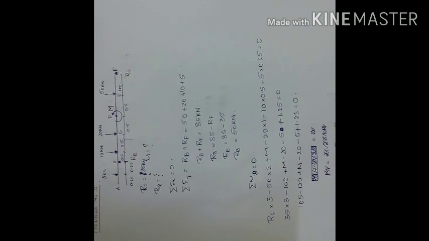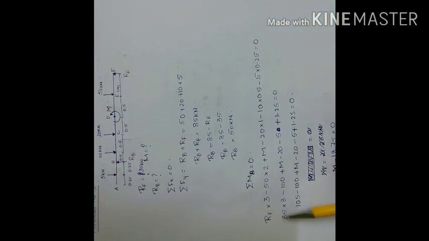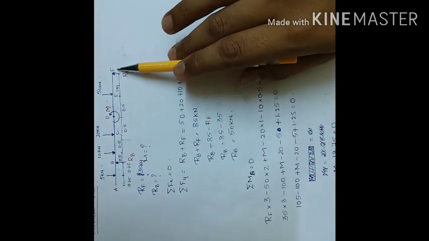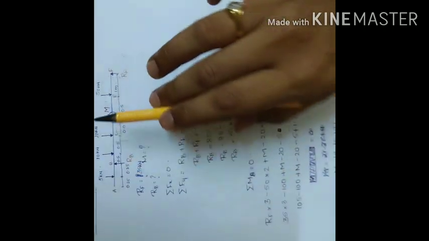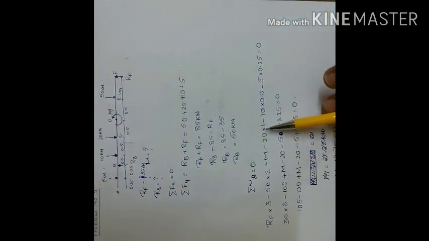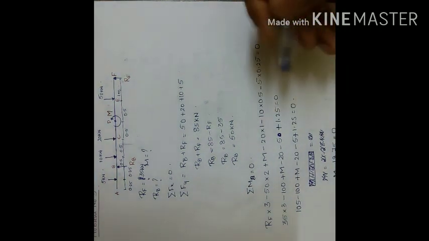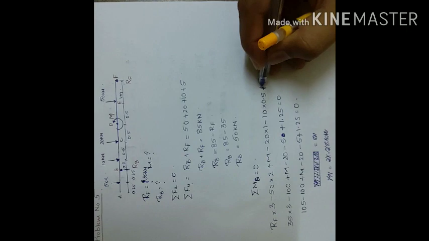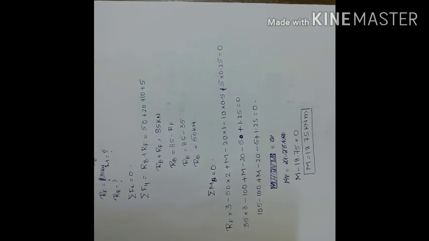Next step, I need to take the moment about B. So Rf into 3, the distance from B. Then 50 into 0.5. Next, couple M, which is moving anticlockwise, so I consider it positive. Next, minus 20 into 1, minus 10 into 0.5, and this will be positive because it is on the left hand side, so 5 into 0.25. Calculating this, the moment M will be 18.75, mathematically solving.